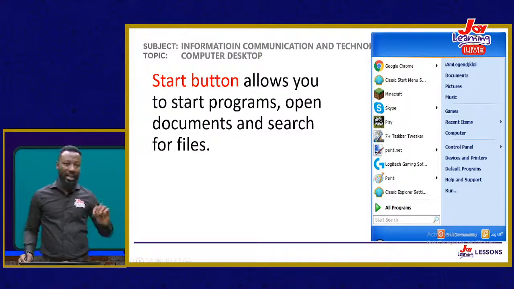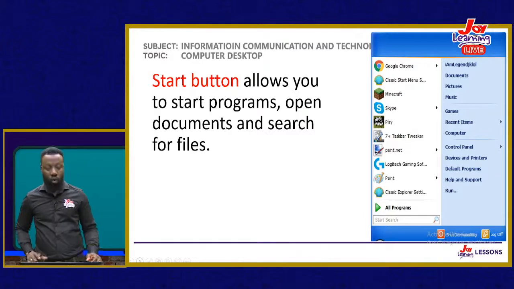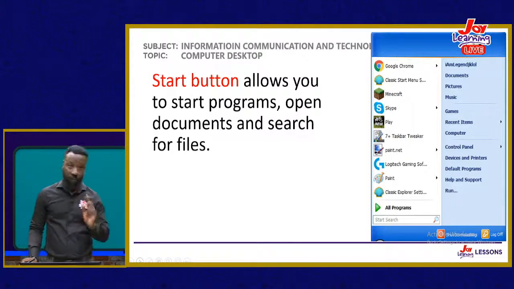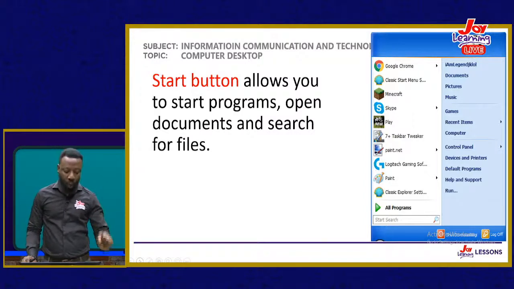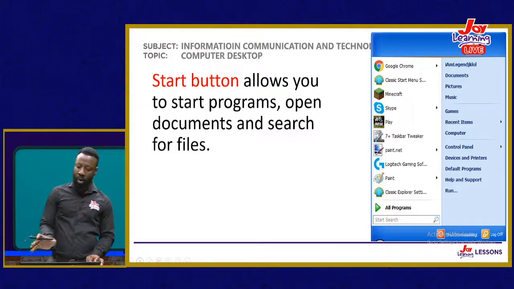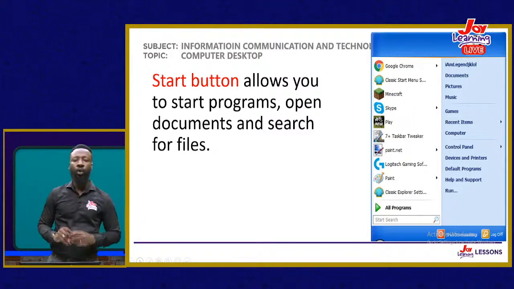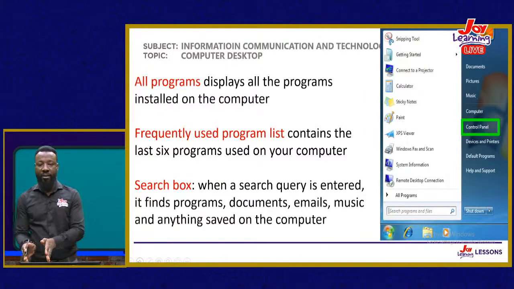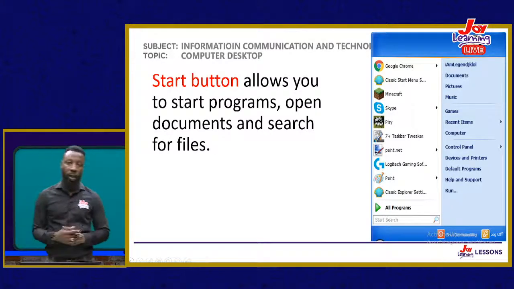Now, let's look at the start button. The start button allows you to start programs, open documents, and search for files. That is the purpose of the start button. It allows you to open programs, documents, and search for files. The picture we have here belongs to Windows XP. So in your examination, if you should see this picture, or you see this one we have here, they are one and the same thing, but their constituents are quite different. So let's look at what they contain.